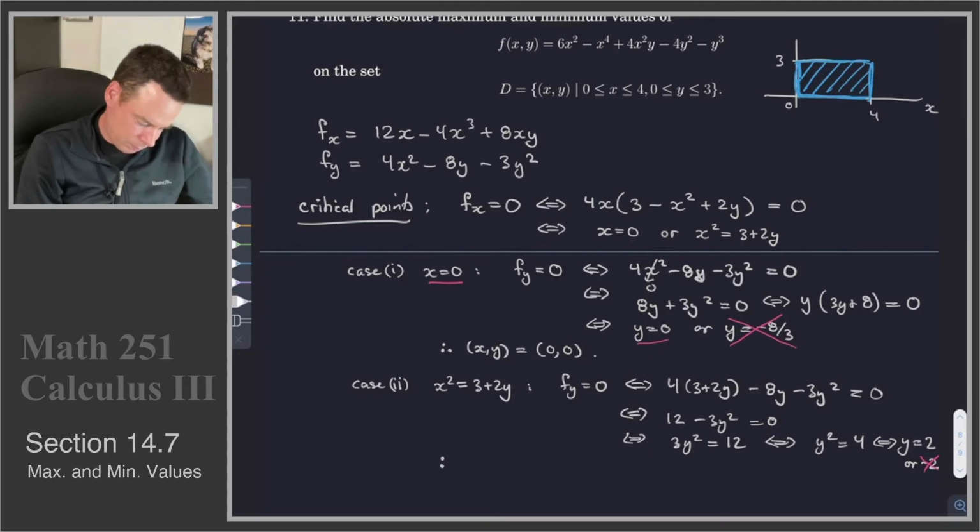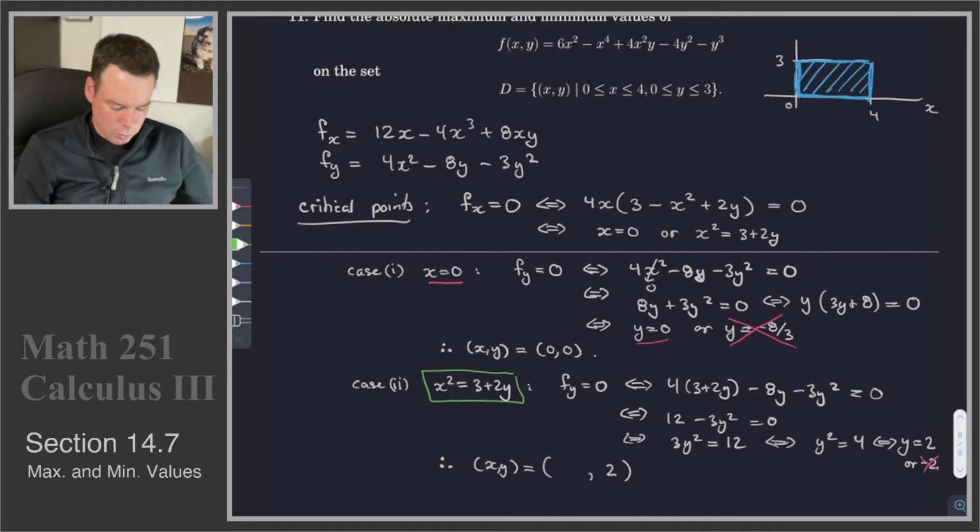So therefore, xy is equal to, we just solved it, we got y is equal to 2. What is our x value equal to? Well, now we go back up to our relationship. X squared is equal to 3 plus 2y. So when y is equal to 2, x squared is 7. So x has to be plus or minus square root of 7.